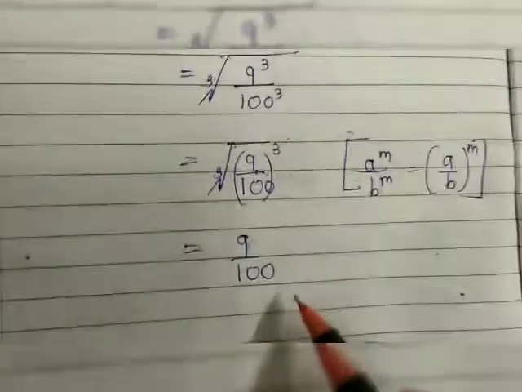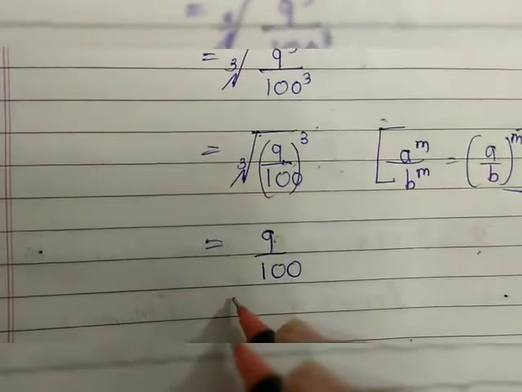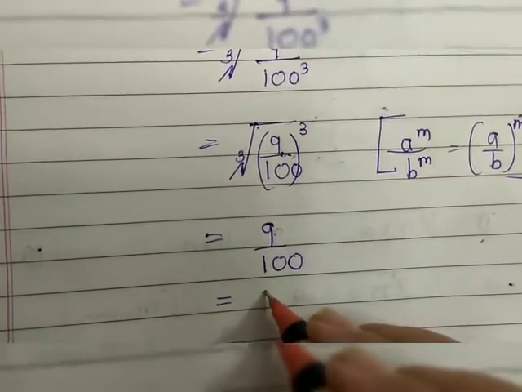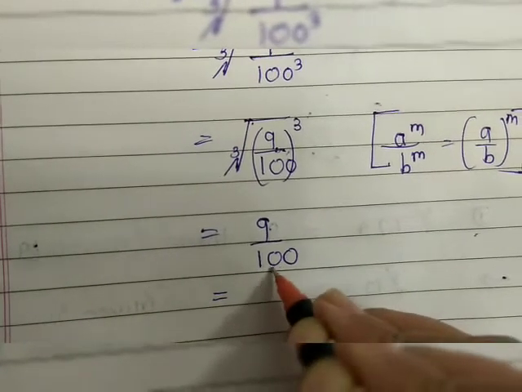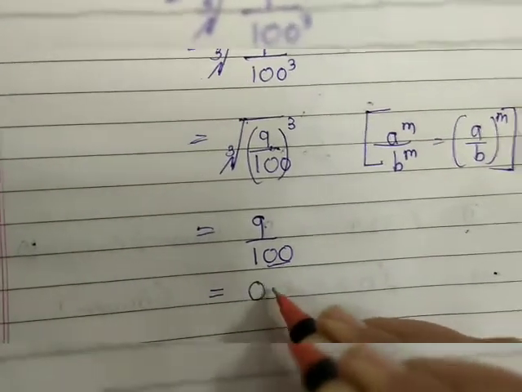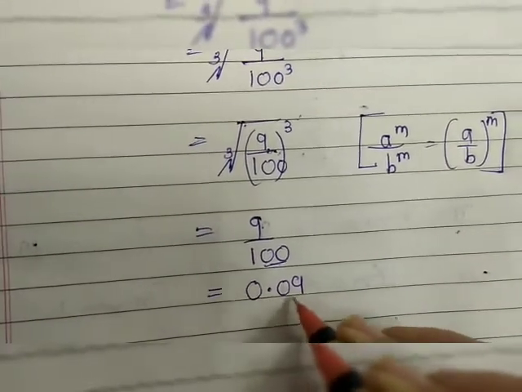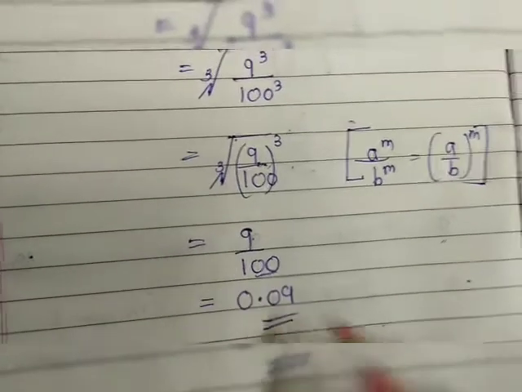Now this number is in terms of fraction, so we'll convert this again in the form of a decimal. So let us convert this in the form of decimal. So here in 100 we have 2 0s over here, so after decimal we need 2 digits. So I'll write it down as 0.09. So this will be your final answer.